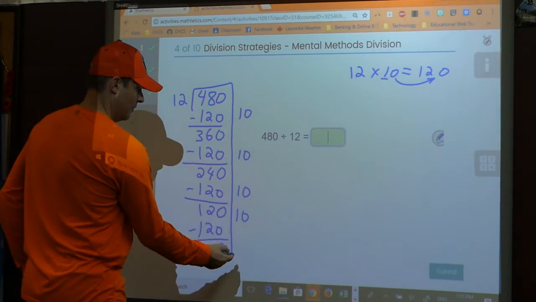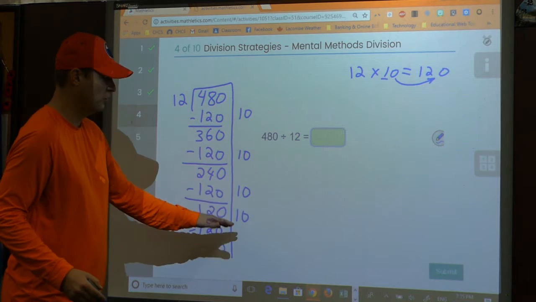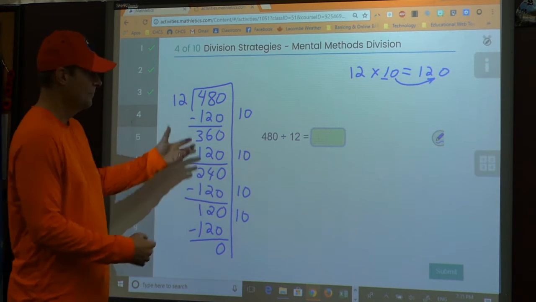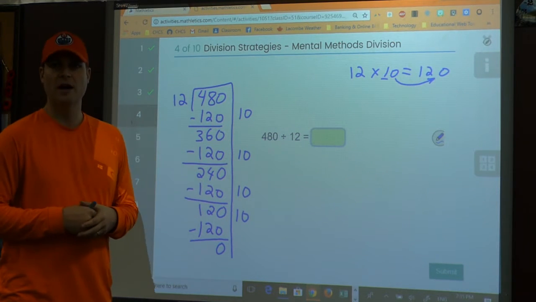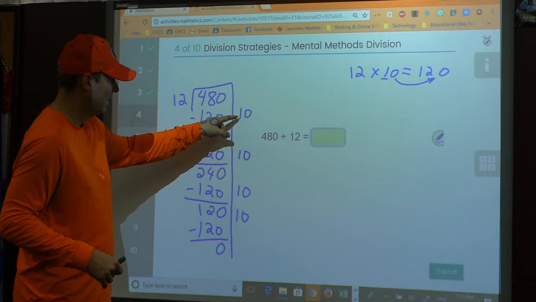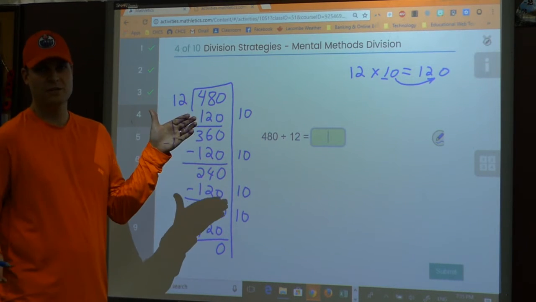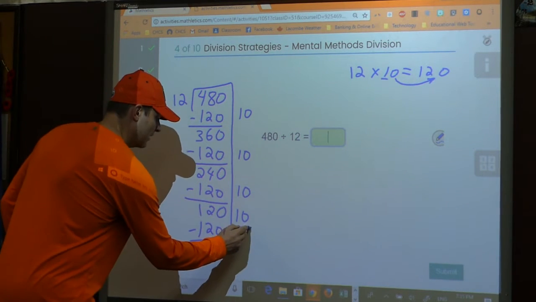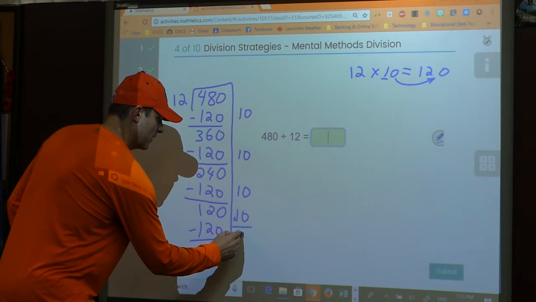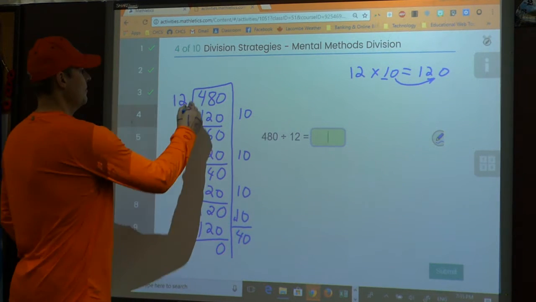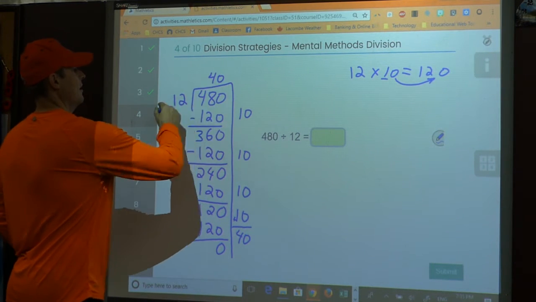And so then I have to simply look at how many groups of 12 did we use up to solve the full amount of 480. And we did 10 here, another 10 there, another 10 there, another 10 there, which makes a total of 40. So we simply add this column. We have 40, which then becomes our answer.